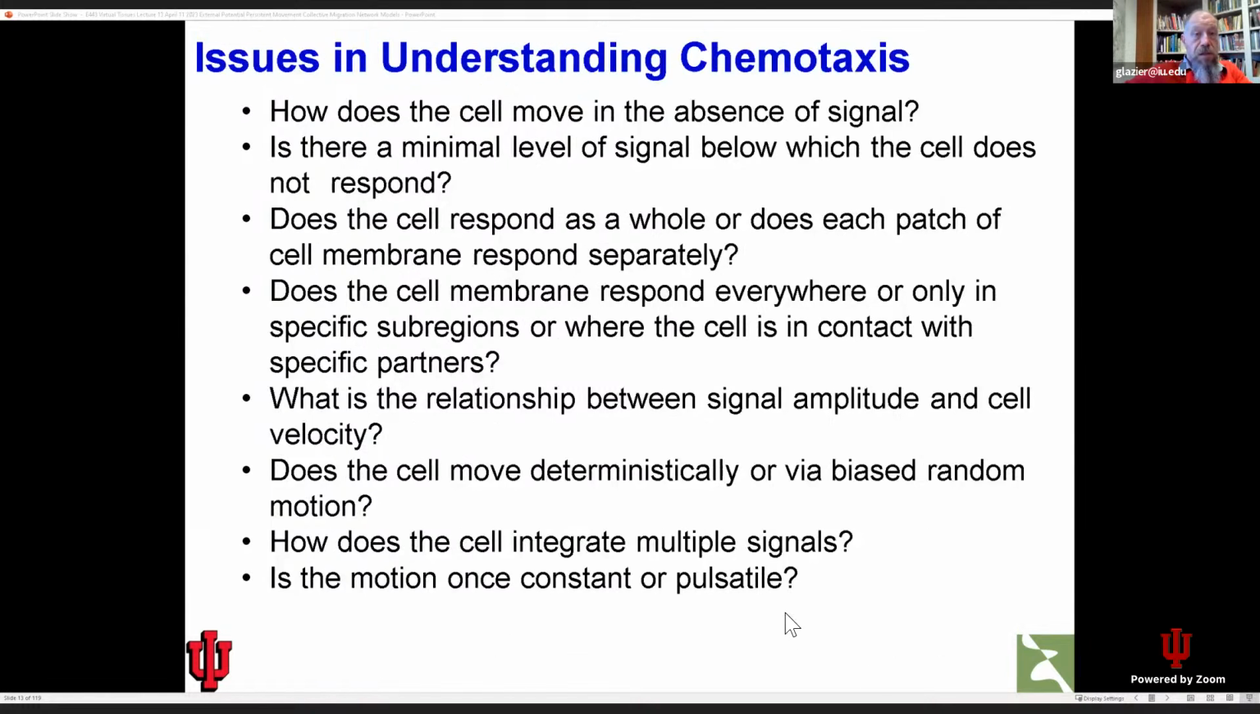And then what does the cell do? Does the cell move in response to the chemical only, or does it move even when there's no chemical? Is there some minimum level of signal below which the cell ignores the signal?